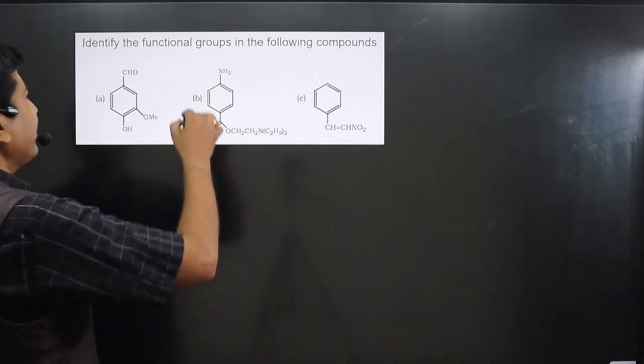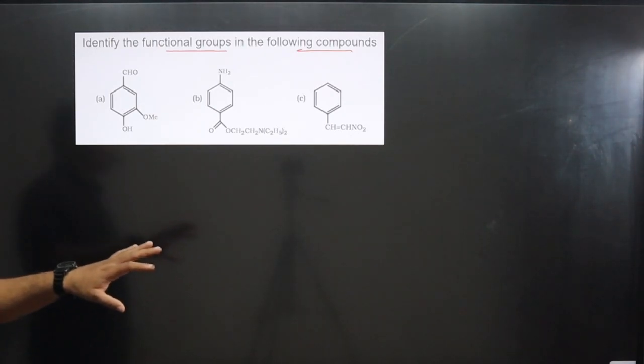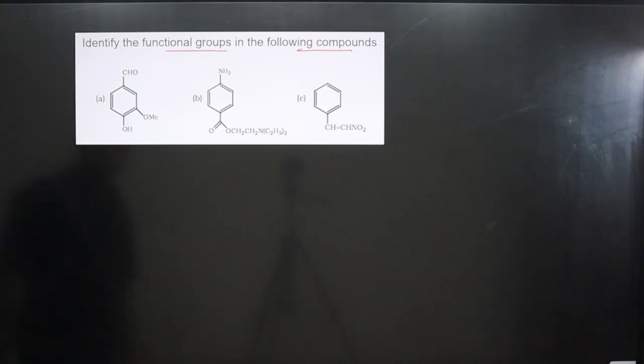The question says identify the functional groups in the following compound. In the given compounds we have to find out the number of functional groups present. Let me take the first compound.